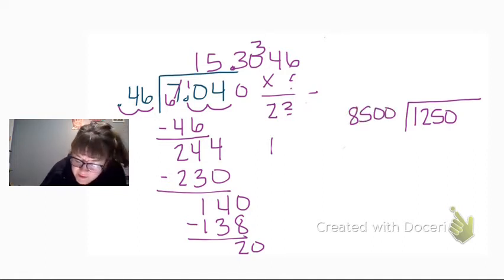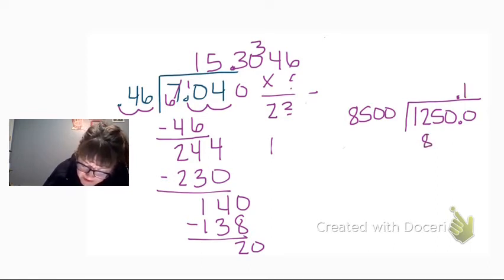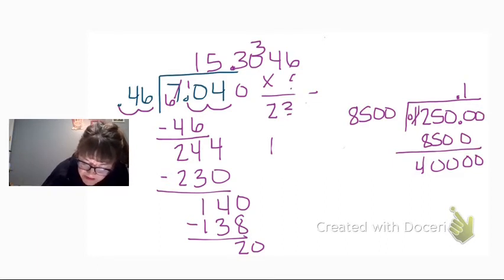Okay, well, 8,500 won't go into 1,250. So I'll raise a decimal, drop a 0. So now I'm thinking 8,500 into 12,500. It'll only go one time, and that would be 8,500. We'll subtract, and we get 4,000. Let's drop another 0. So now we have 8,500 into 40,000.